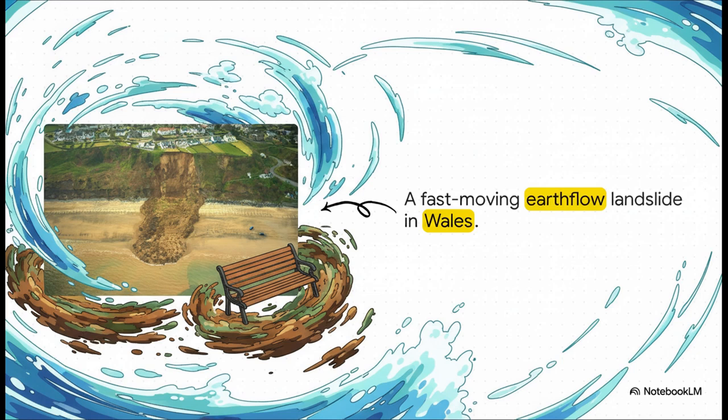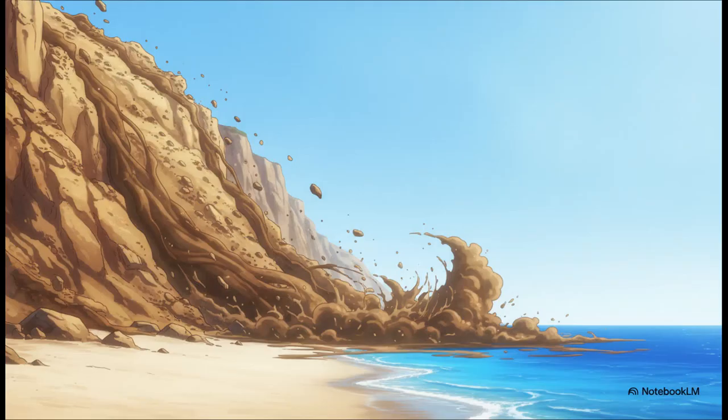In fact, if you look really closely right in the middle of this earth flow, there is an entire garden bench just sitting perfectly upright. It's this surreal little marker riding a massive wave of displaced earth. So the absolutely crucial point for your exam is understanding the mechanics of why this failed. The cliffs here are formed from unconsolidated glacial deposits, essentially loose, unpacked material left over from the last ice age.